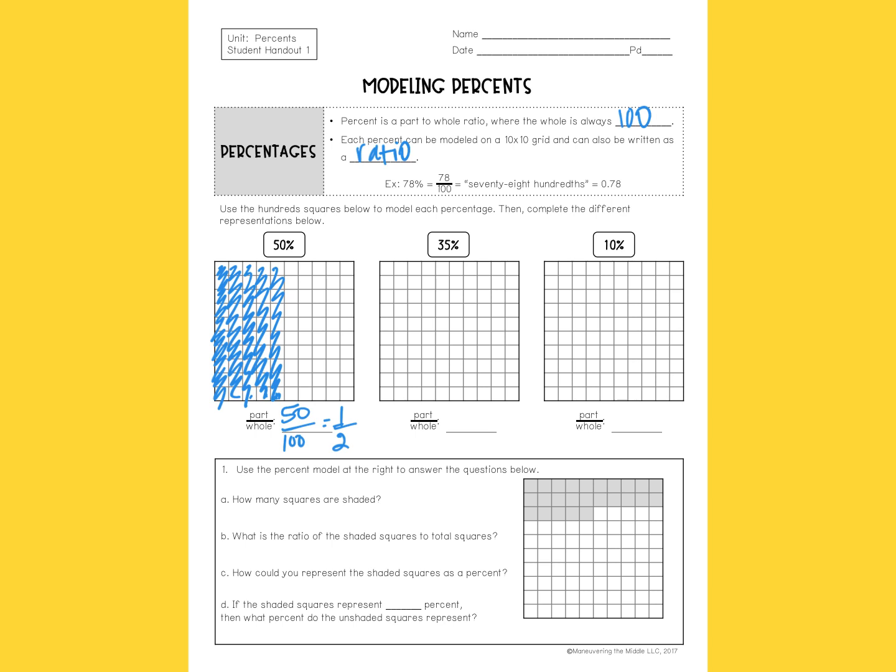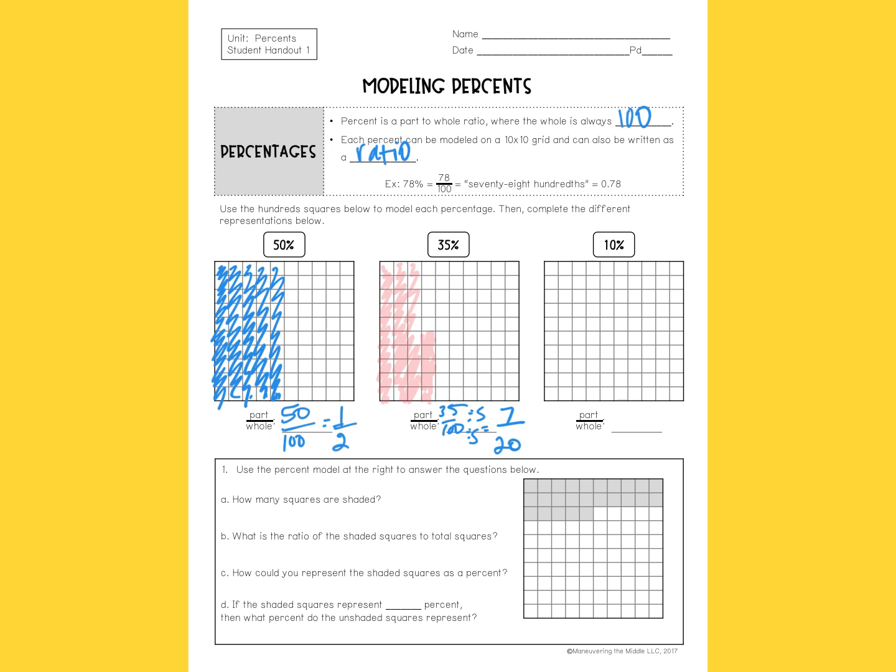Now I'm going to shade in 35%. So 35% would be 35 out of 100. When I simplify that down, I'm going to divide them both by 5, and I will get 7/20. So if I shade 35, I'm going to shade in 3 rows, and then 5 in another row for 35, or 7/20.